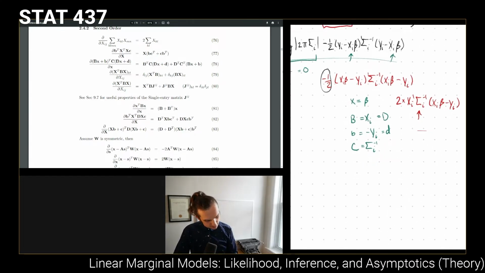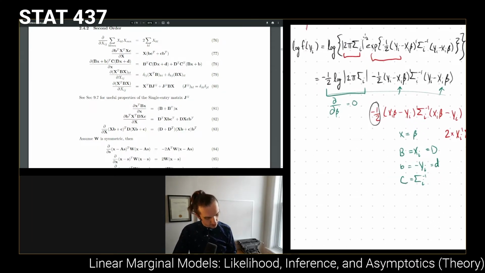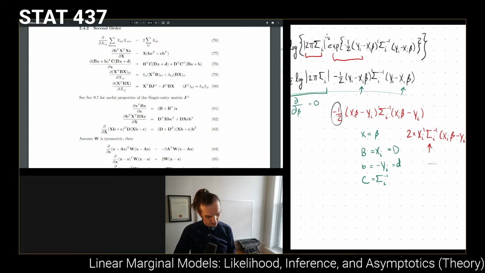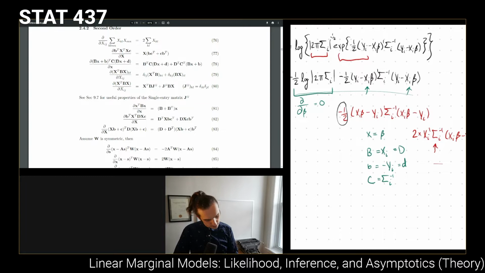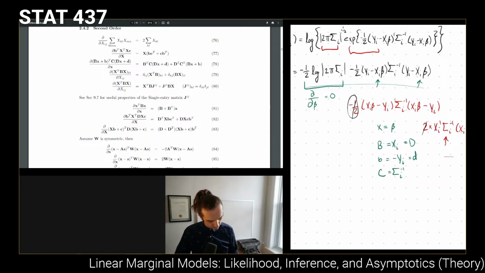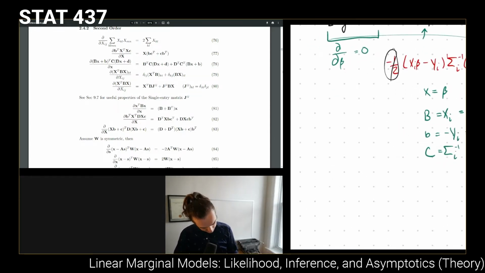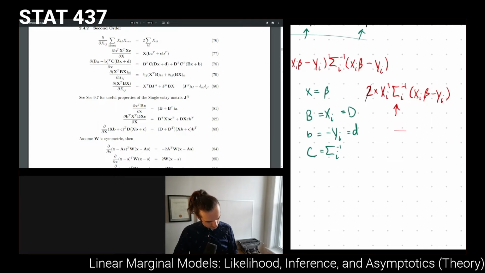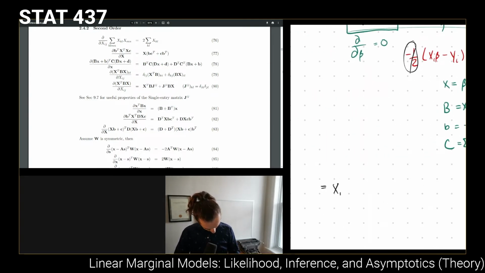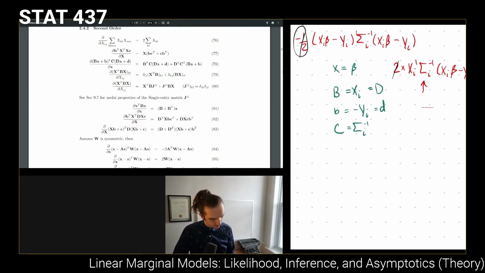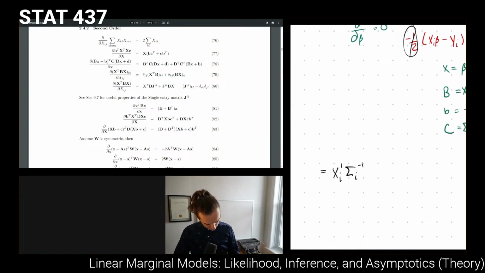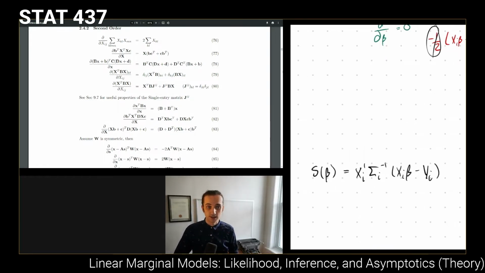But what this means is that the derivative of this log likelihood expression is going to be equal to 0 for the first term, minus 1/2 times this, but the minus 1/2 and the 2 are going to cancel each other out. And so we can write that as exactly Xi transpose sigma i inverse (Xi beta minus yi). And this is going to be our score function of beta, where we're looking at just a single observation.